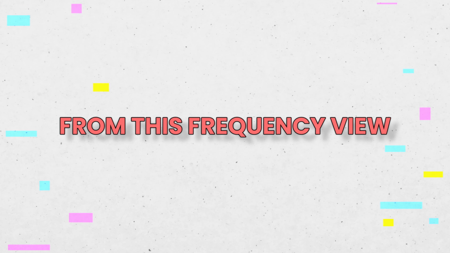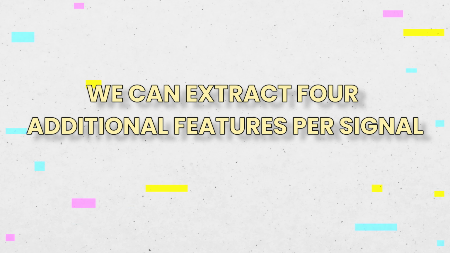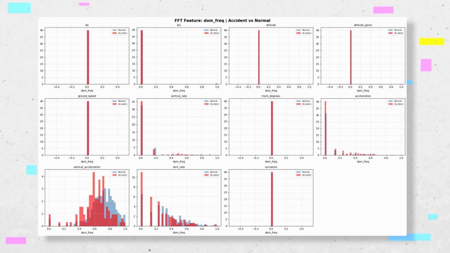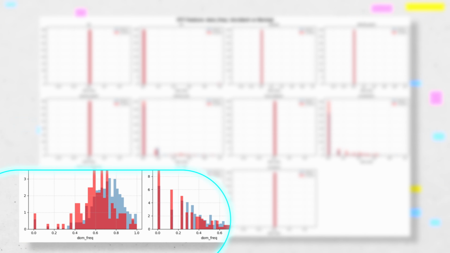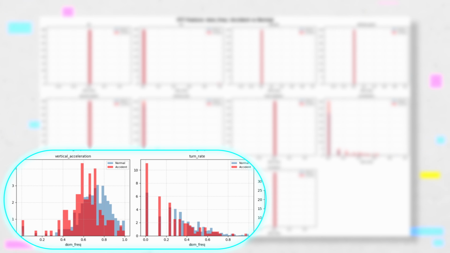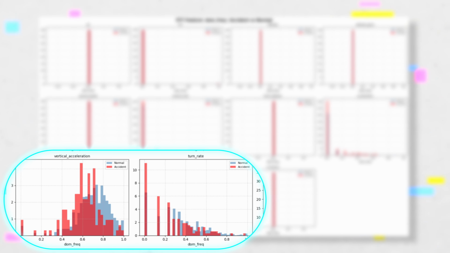From the frequency view, we can extract 4 additional features per signal. The dominant frequency tells us which oscillation pattern is strongest in the signal, essentially what the signal beats to most strongly. We can see that for vertical acceleration and turn rate, accident flights cluster at lower dominant frequencies than normal flights, indicating slower periodic oscillations in these signals during abnormal operation.